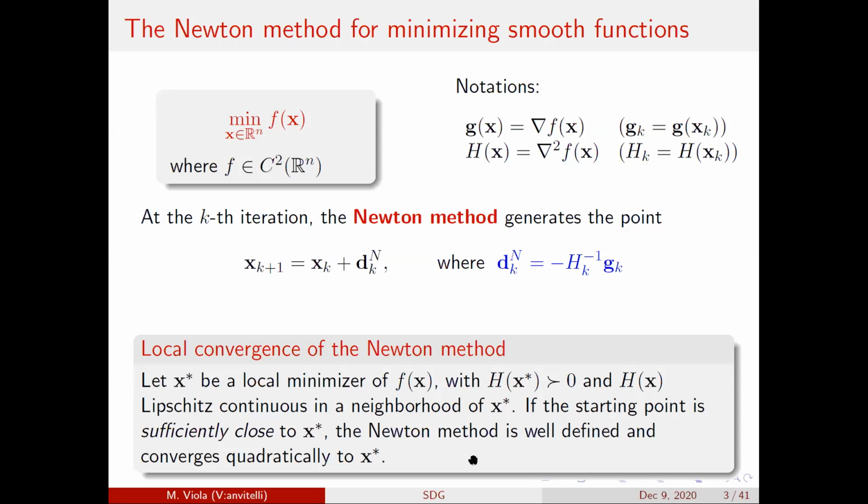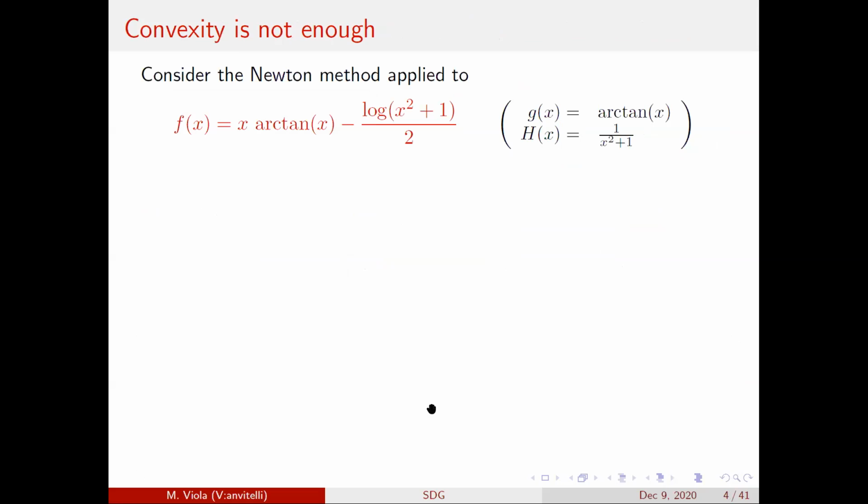But it seems that there are maybe too many conditions in order for this to happen. So let's try to break them a little bit and see what happens to the Newton method, just for fun, let's say. So let's start with a nice convex function in one dimension. This is one of the primitives of the arctangent function. So its gradient G is the arctangent. The Hessian H is this nice function, which is always positive.